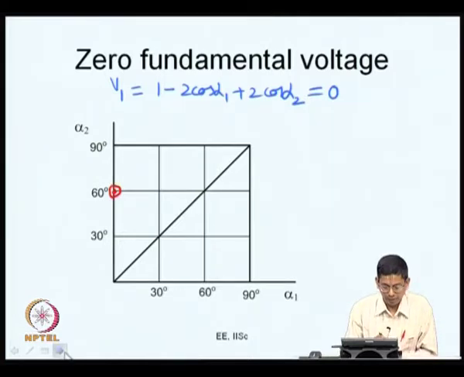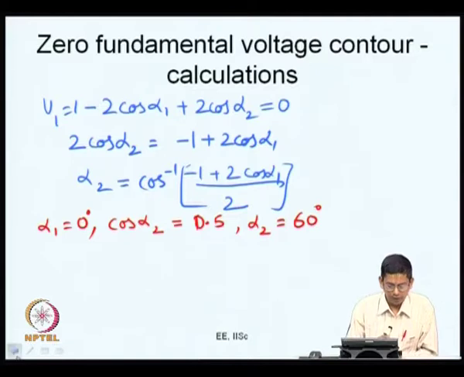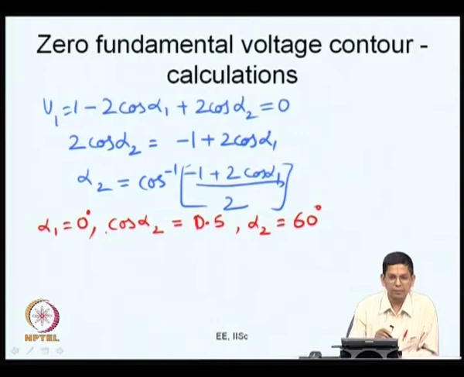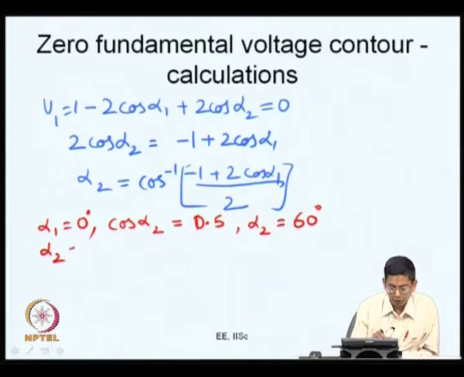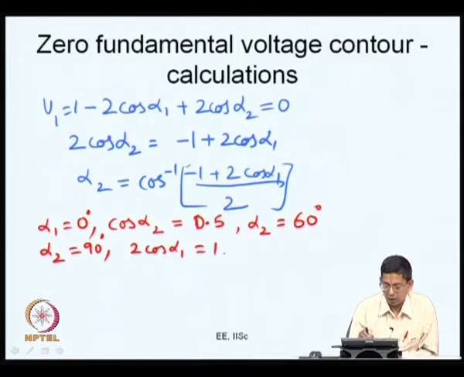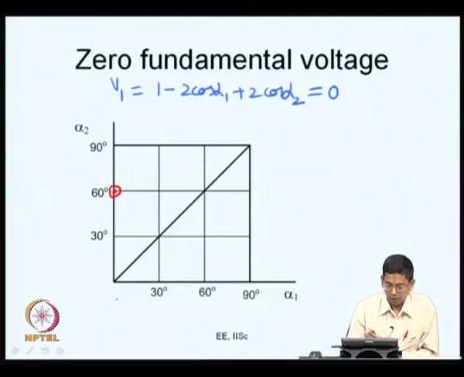Now, let me take another point. Very quick calculations are actually possible if we consider, let us say, alpha 2 is equal to 90, that is also a very easy place to come to. If I consider alpha 2 is equal to 90 degrees, then the 2 cos alpha 2 term is 0, therefore you get 2 cos alpha 1 is equal to 1. So, 2 cos alpha 1 is equal to 1 or alpha 1 is equal to 60 degrees, this is what you get. So, let us go back and see this point here, this is alpha 1 is 60 and alpha 2 is 90.